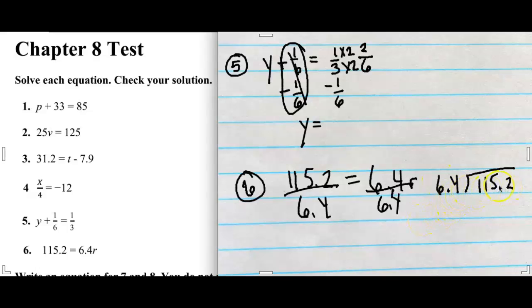But is that how we divide? Can we divide with a decimal in the divisor? No. So we're going to have to make this into a whole number, and we do that by multiplying this side by 10. So if we multiply this side by 10 to move this one space over, we have to also move this one space over. So what you're actually going to end up dividing is 1152 divided by 64. And don't forget to put the decimal up here.